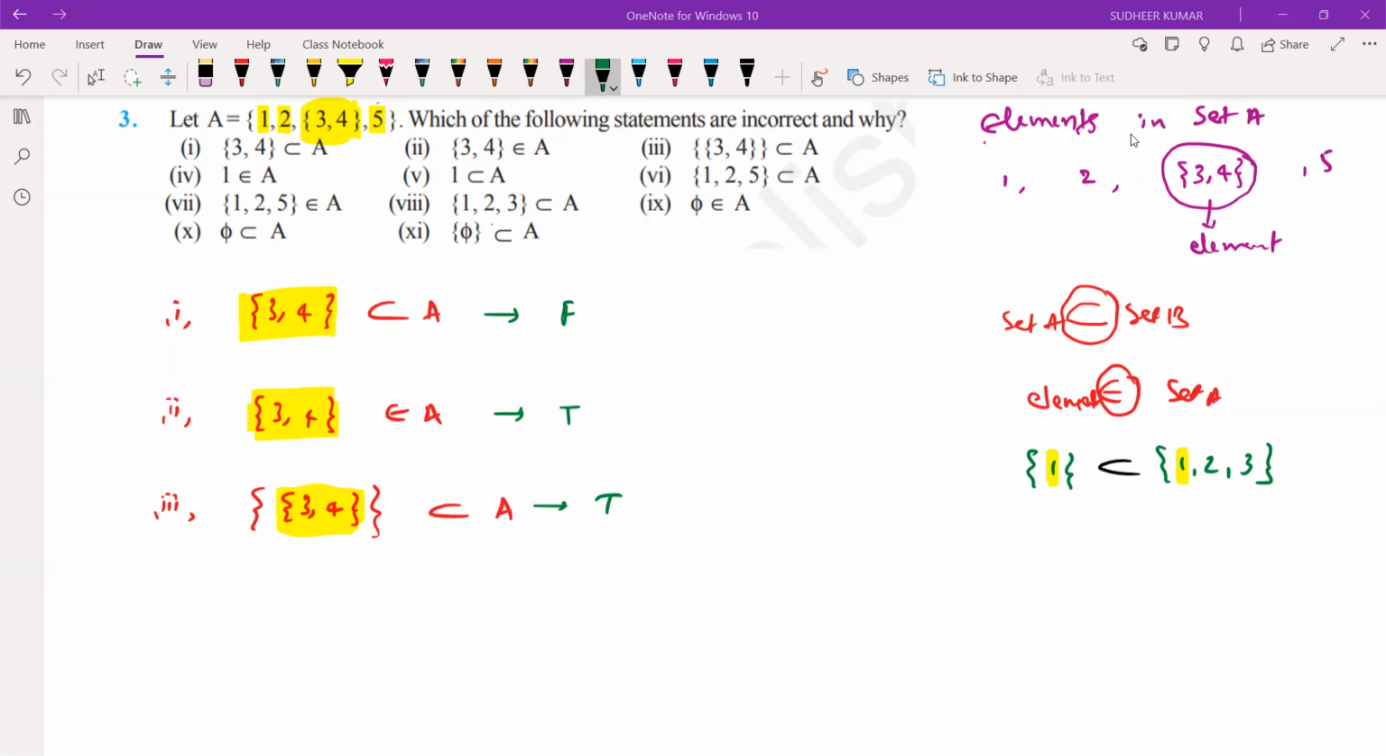The fourth one: 1 belongs to A is given. 1 is an element, belongs to A. Is it true or false? True, sir. Fifth one: 1 subset A. True or false? Subset is used between two sets, but 1 is an element. So is it true or false? False. That's it, it's false.